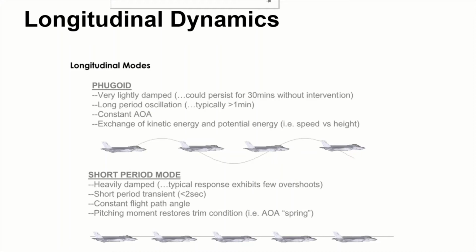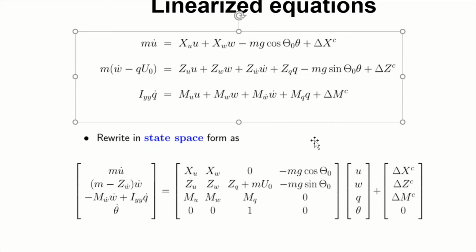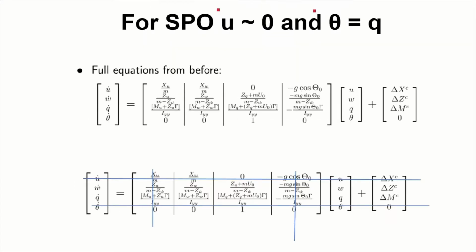Here we have the longitudinal dynamics of the aircraft, which comprise the Phugoid mode and short period mode, and here are the linearized state space equations for the system, which we can then write in matrix form. Then we can manipulate the matrix form to give us this form here. Now in this form we can extract the SPO mode and the Phugoid mode approximations, and that's what we're going to do next.